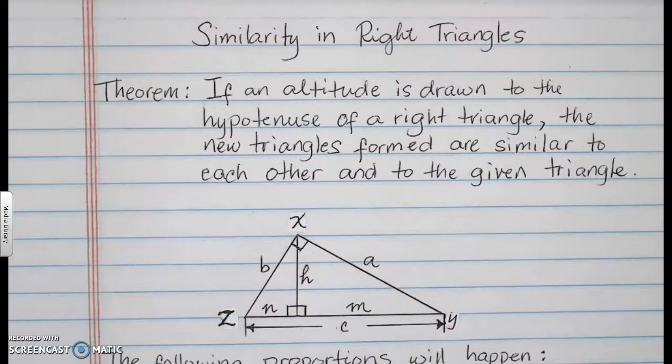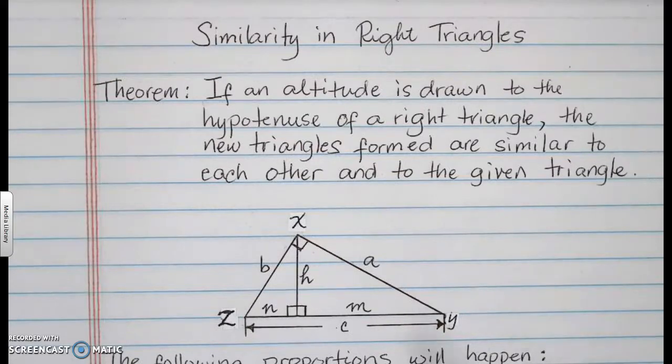Our topic for today is similarity in right triangles. The theorem states that if an altitude is drawn to the hypotenuse of a right triangle, the new triangles formed are going to be similar to each other as well as to the given triangle.